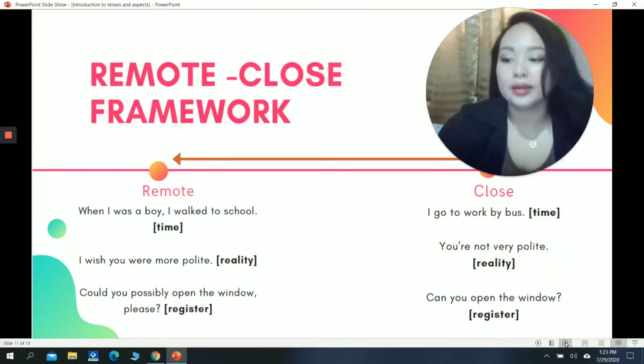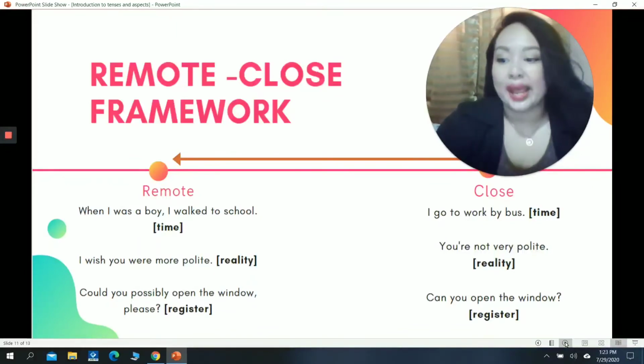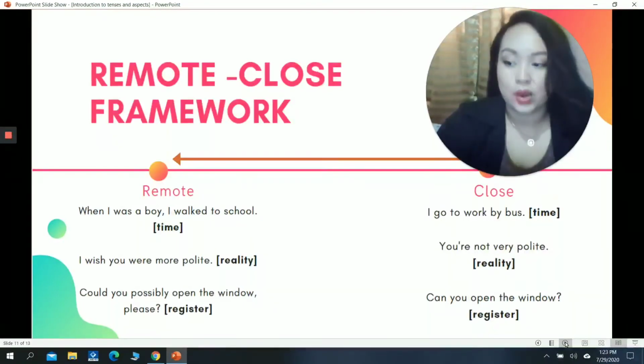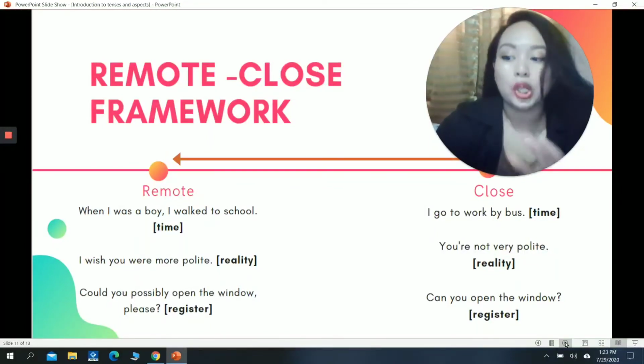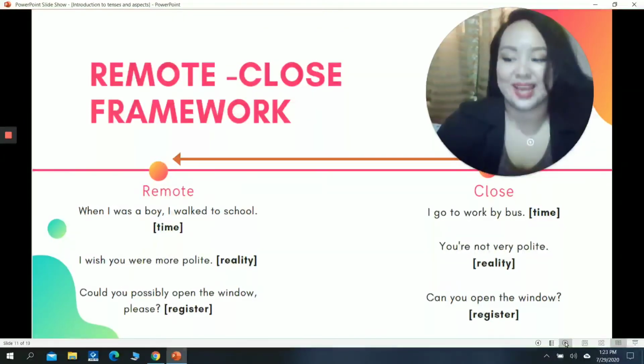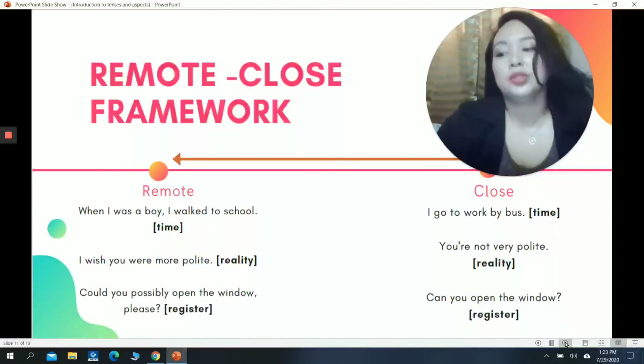So in the diagram, we see that there are three ways in which distance affects our choice of tense. So let me explain. Time: close, as in my life now, and remote, as in my life in the past. Reality: close to reality, or remote, which is unreal. While the register, the closer someone is to me socially, the more present tense I use. So there's no exception to this rule.